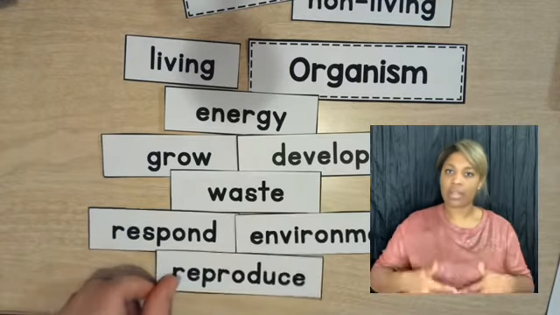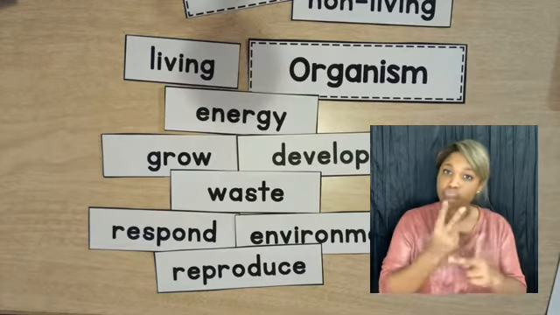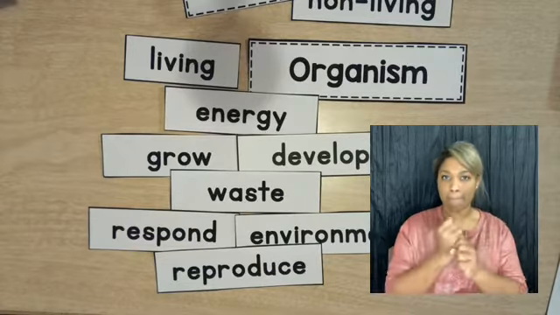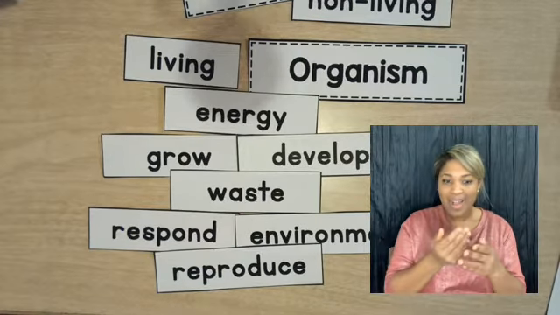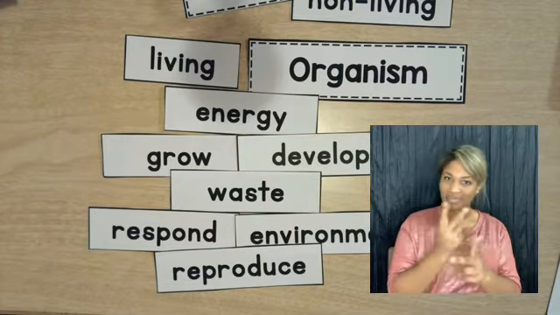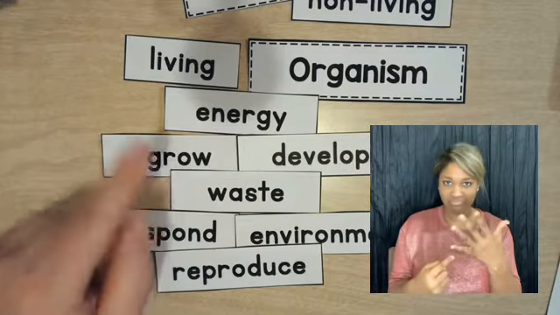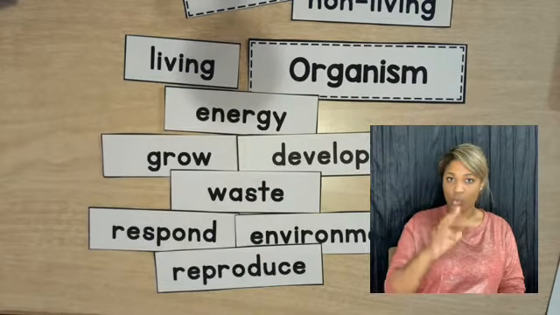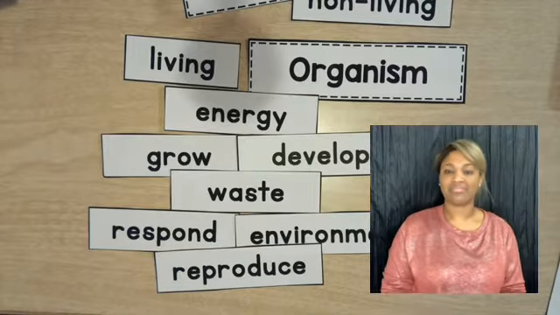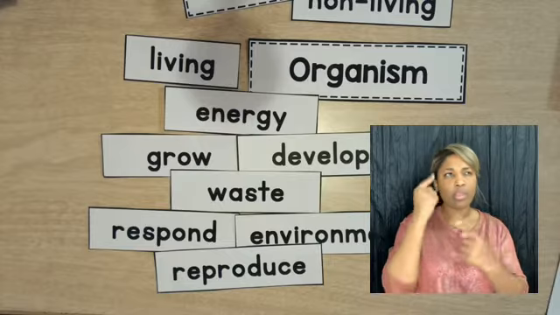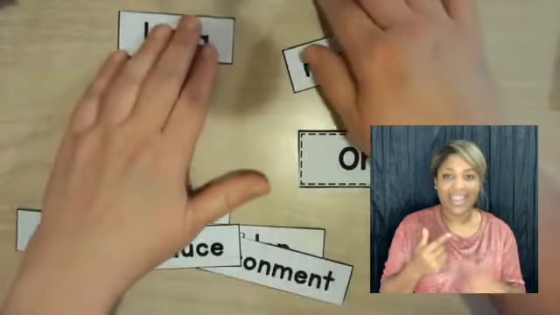And then finally, living things reproduce. That means they make more. So if you have a cat, maybe it reproduces and it has kittens. So reproduce means to make more of the same kind. So these are the 5 things that living organisms carry out, those are the basic life functions. Let's think right now about things that are living and things that are non-living.